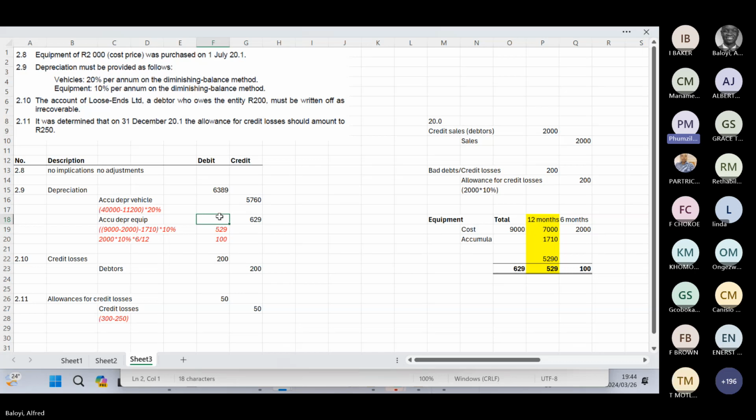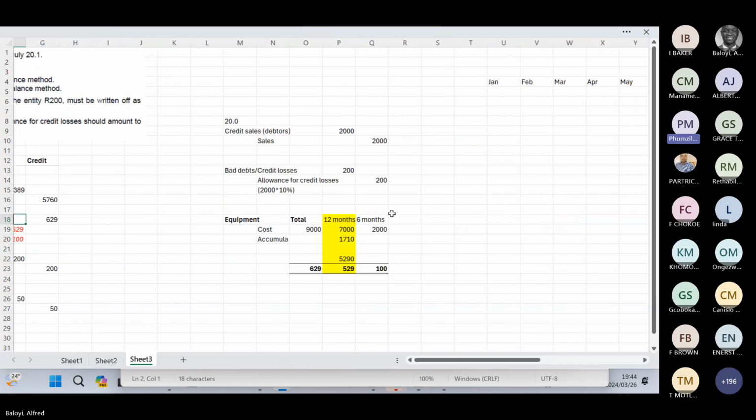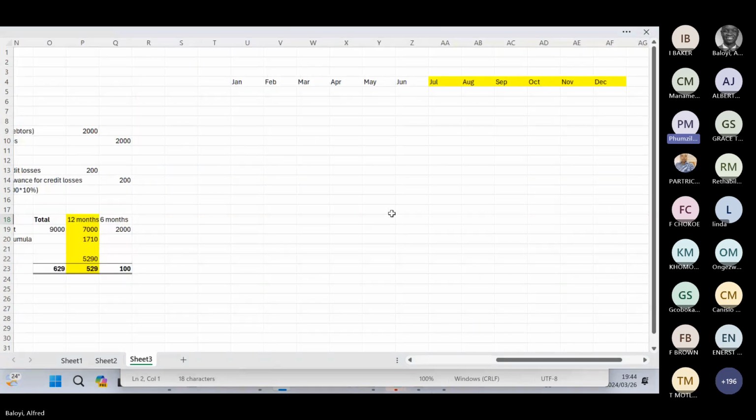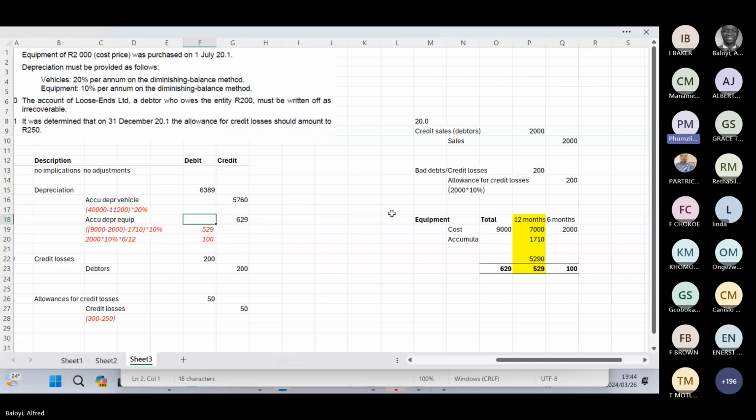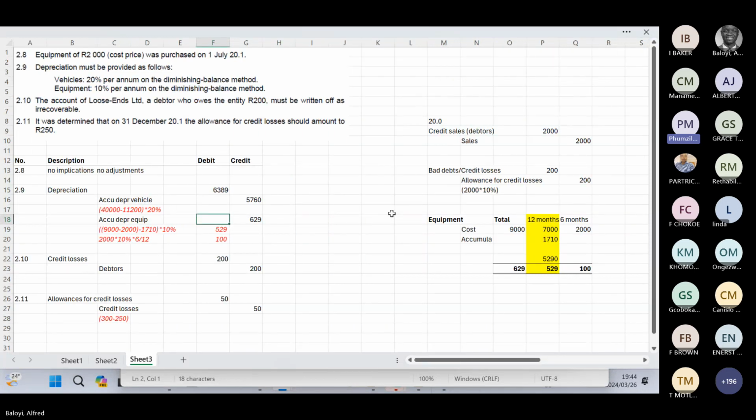And then also I just want to know, when you go to your number line, I see that you are calculating for 12 months and 6 months, and I saw that it was from July for 6 months. How did you know that it's for 6 months? Because they only said from 1st July 2021. Okay.